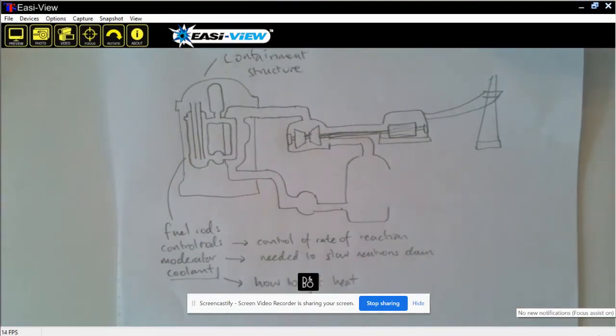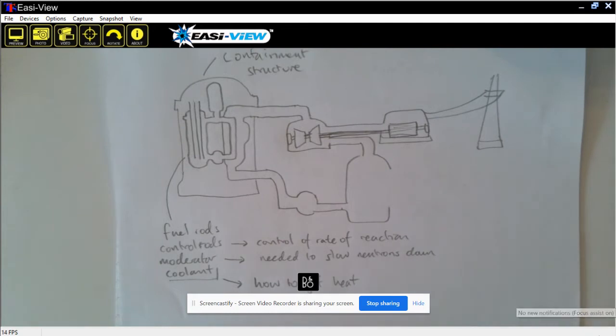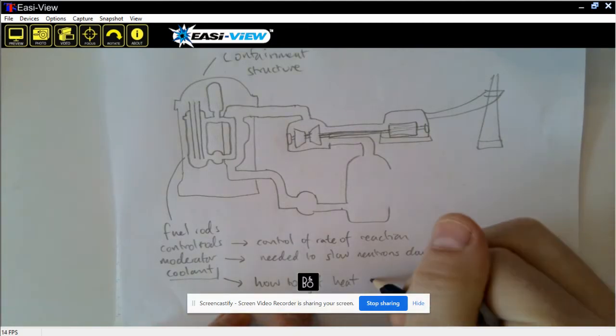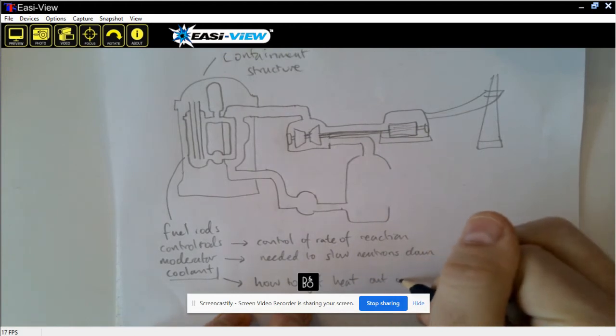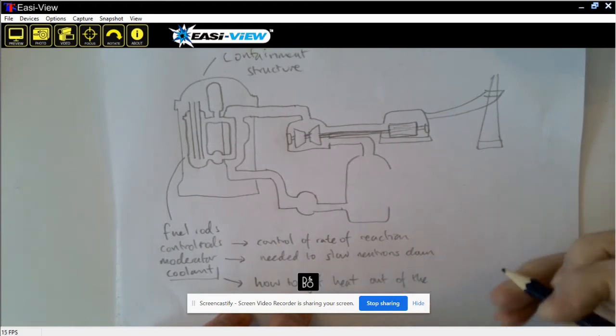So the coolant is often also the moderator. In the light water reactor, pressurized water reactor, actually the water itself will slow down or scatter the neutrons. Then that can also be used as the coolant. And the coolant is how we get heat out of the reactor, so heat energy out of the reactor to somewhere where we can usefully use it.